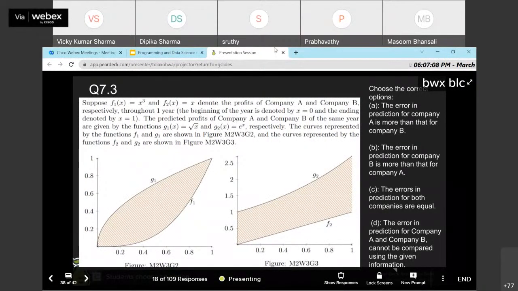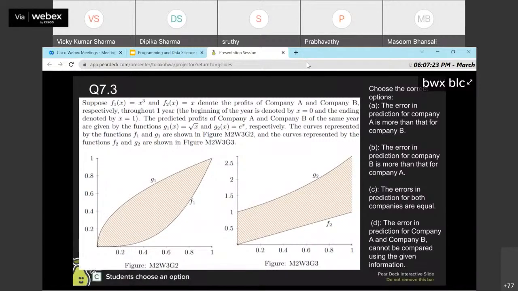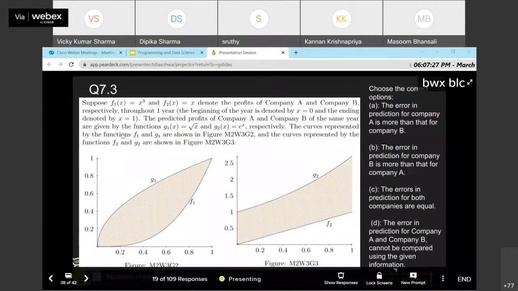Okay. So again, who wants to discuss this? You can raise your hand. Krishna Priya, Kanan. Okay, Kanan. Kanan K? Am I audible? Yeah, Kanan, please. Okay, tell me.